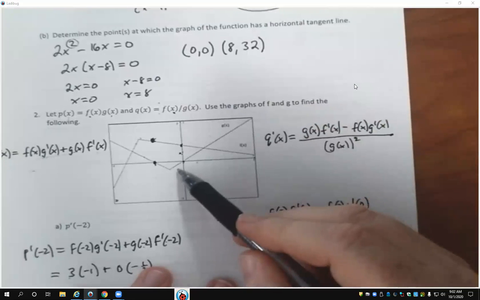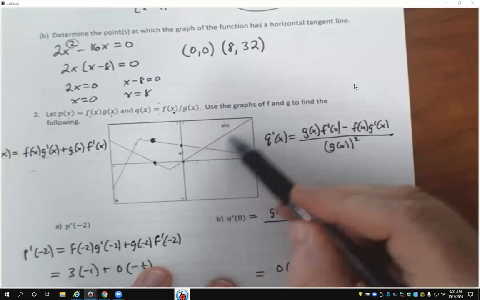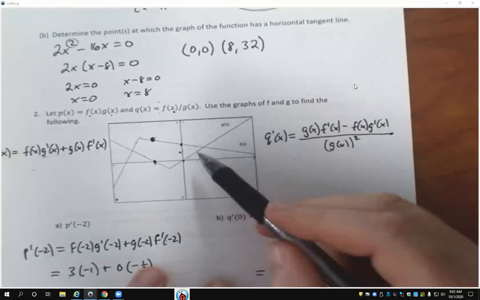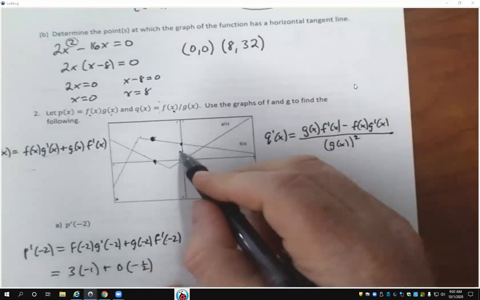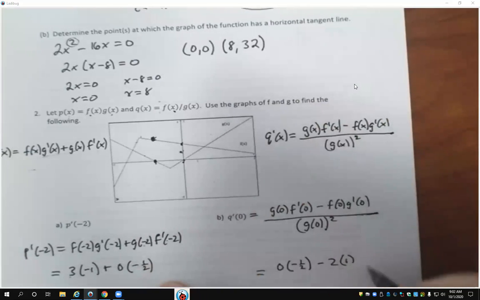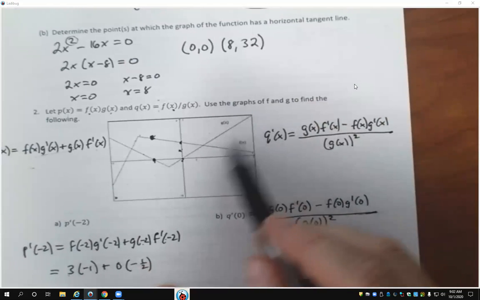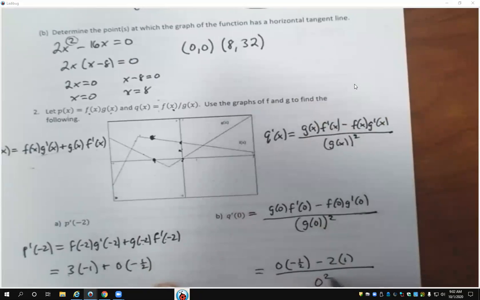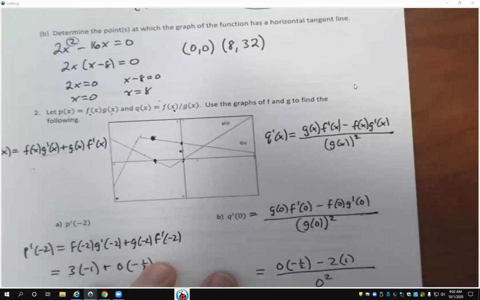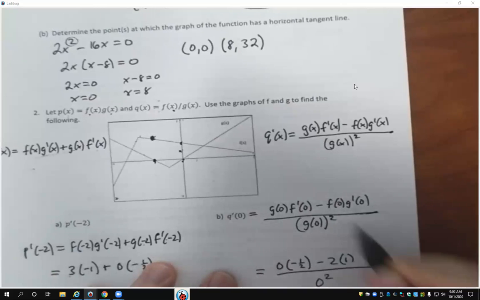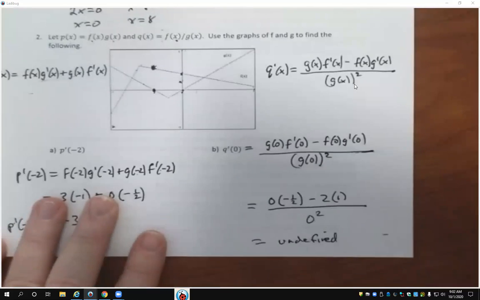G prime of 0 is the slope of this line. That looks to be 1, up 1 over 1. And that whole thing is over G of 0 squared, and G of 0 is 0. And that's why this problem kind of stinks, because in the end, the answer to this is undefined, because we have 0 in our denominator. But I just want you to be able to find the values, okay?